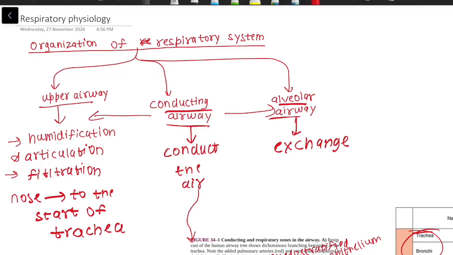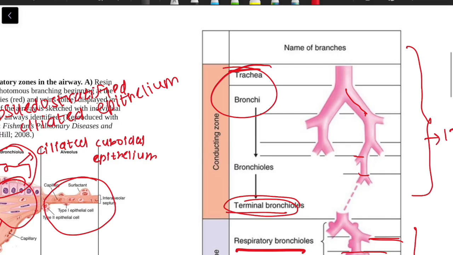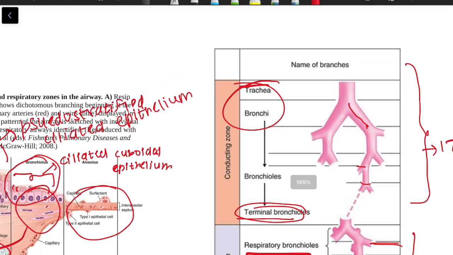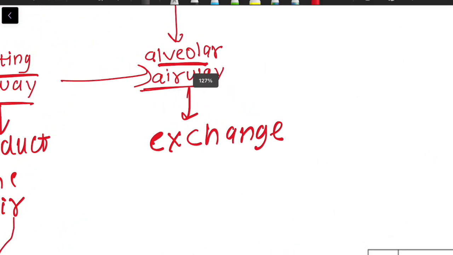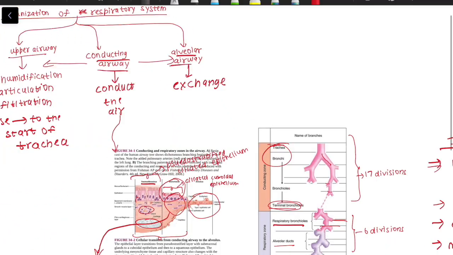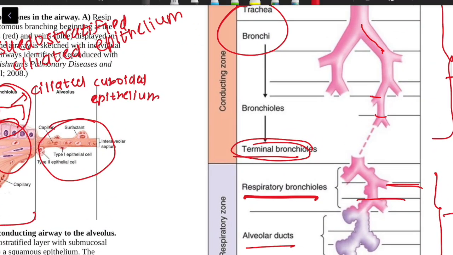So, if we talk about the organization of the respiratory system, then it is divided into three parts: the upper airway, the conducting airway, and the alveolar airway. Now, the upper airway starts from the external nostrils up to the start of the trachea, and the conducting airway starts from the trachea up till the terminal bronchioles. The alveolar airway starts from the respiratory bronchioles till the alveolar sacs. The respiratory bronchioles divide into the alveolar ducts, and the alveolar ducts become alveolar sacs.